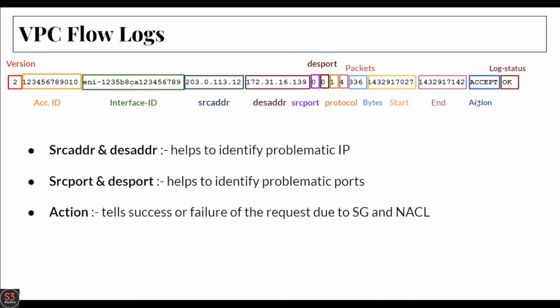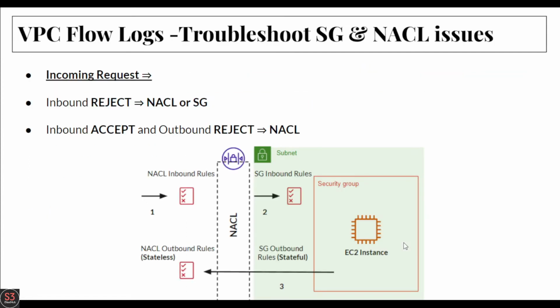In action, if there is accept, then there is no issue with the security group and the network ACL. The request is permitted by the security group and the network ACL of our VPC. If we have reject here, then there is some issue with the security group or the network ACL. So let's see how to troubleshoot the issues with our security groups and our network ACLs.